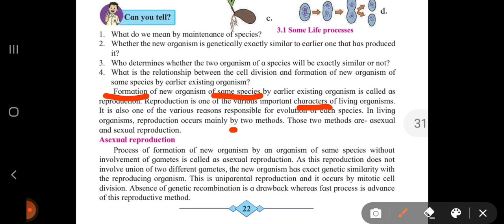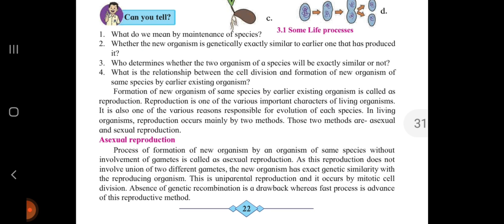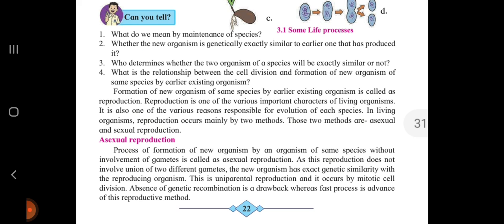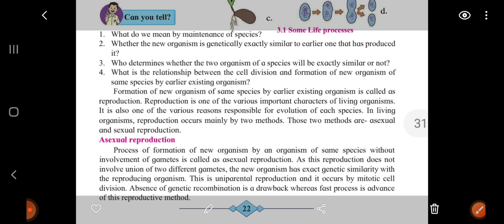In living organism, reproduction occurs mainly by two methods. Those two methods are asexual and sexual reproduction, as I said. So we'll understand what is the difference between them. So let us start with asexual reproduction. Process of formation of new organism by an organism of same species without involvement of gametes is called as asexual reproduction. So when there is no involvement of gametes, and a new organism is formed by the earlier organism, that process is called as asexual reproduction.